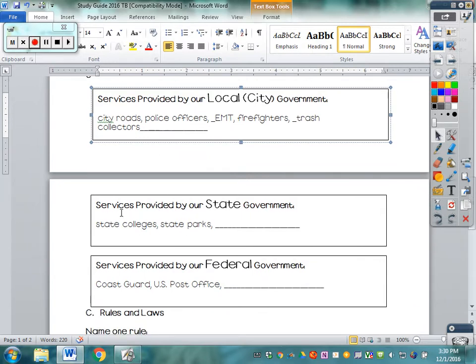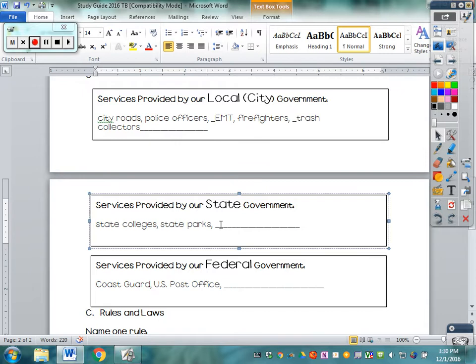Here I'm moving on. Services, this is on the back of your paper. Services provided by our state government. We have state colleges, state parks, and we talked about a state park that's very close to us, Petit Mountain. And those are protected and helped maintained by our state government. They also help us with our state roads. And taxes are collected by our government to help with state roads and state schools.